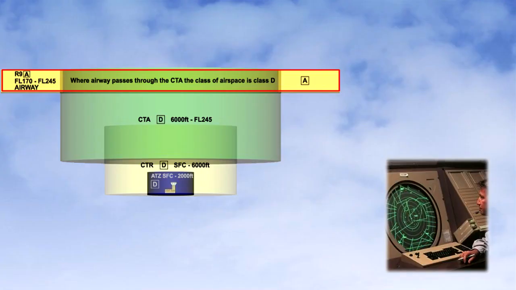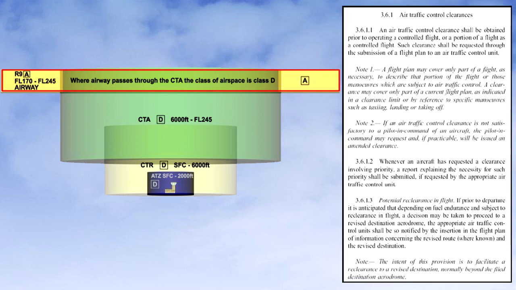When operating in accordance with the instrument flight rules in controlled airspace, the IFR flight is known as a controlled flight, and an air traffic control clearance is required for the flight to take place. The required air traffic control clearance is requested by the pilot by submitting a flight plan to the appropriate air traffic services unit.